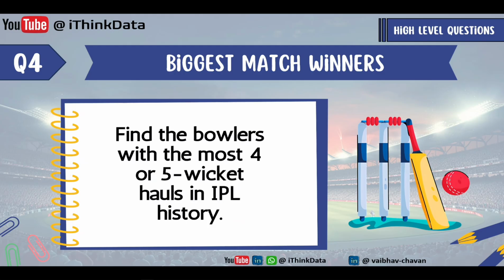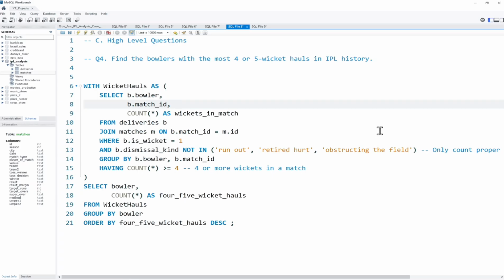The high level questions, fourth one is the biggest match winners. Question number 4 is: find the bowlers with the most 4 or 5 wicket hauls in IPL history. All right, in this question we are diving into the bowlers who have delivered some of the most devastating spells in IPL history. We are looking for bowlers who have taken 4 or more wickets in a match. These performances are commonly known as 4 or 5 wicket hauls. Let's get into the SQL query that will help us find the bowlers with the most of these impressive achievements.